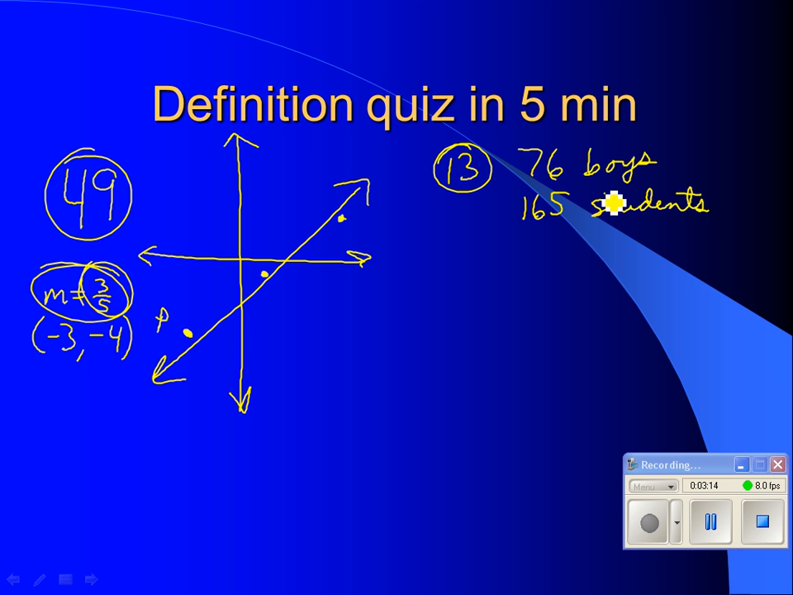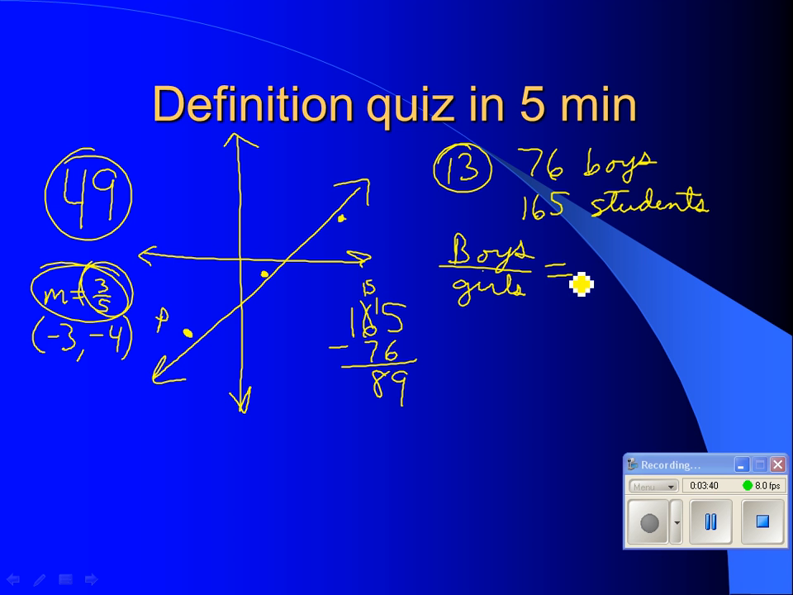They want to know boys compared to girls. Well, you can't just do 76 compared to 165. You do what Peyton said. Take 165, that's total students. Subtract off 76. Borrow there. Borrow again. So what's our ratio? Will that reduce?